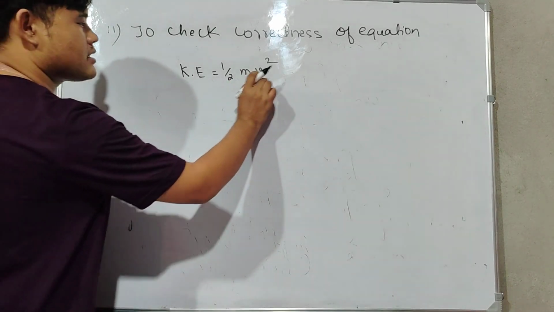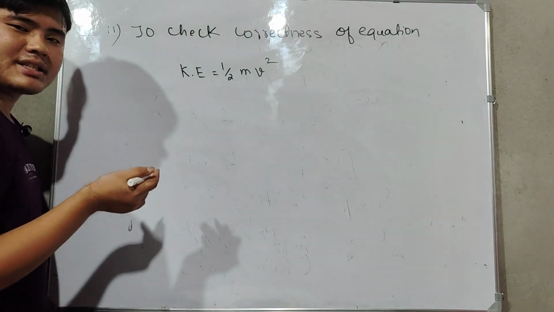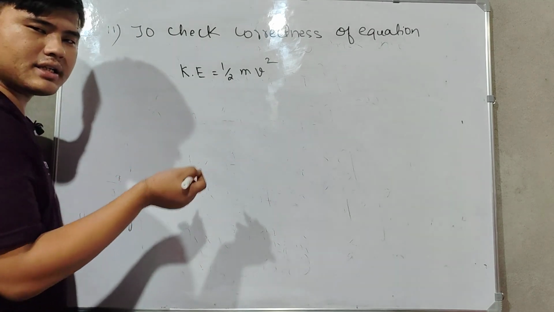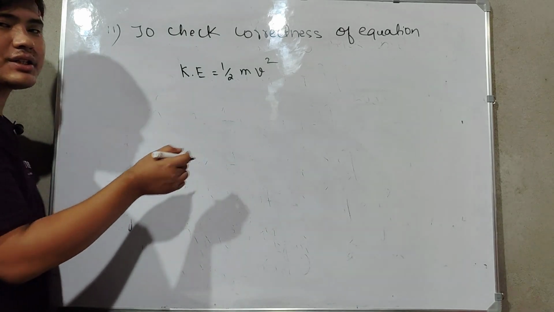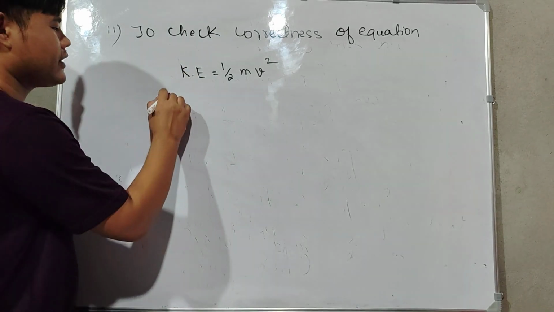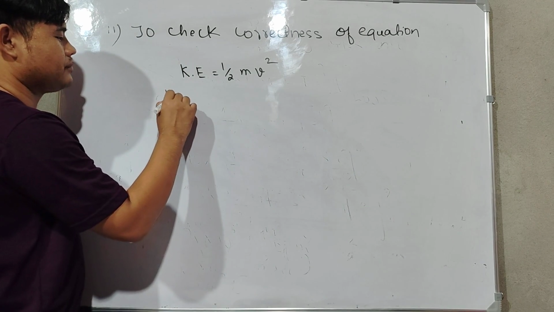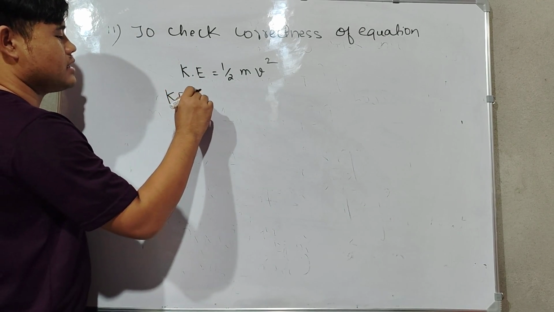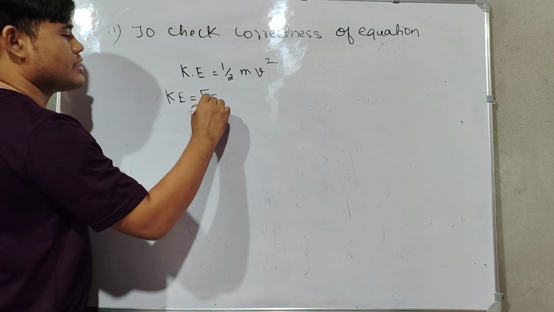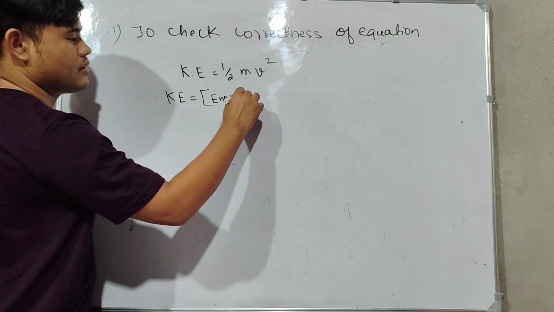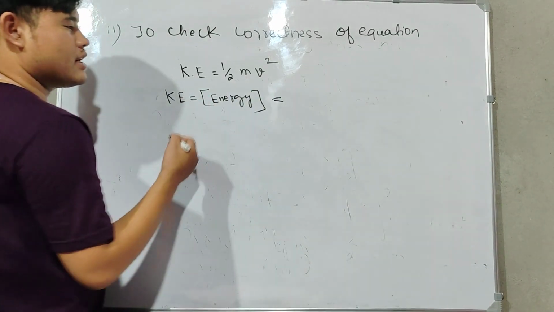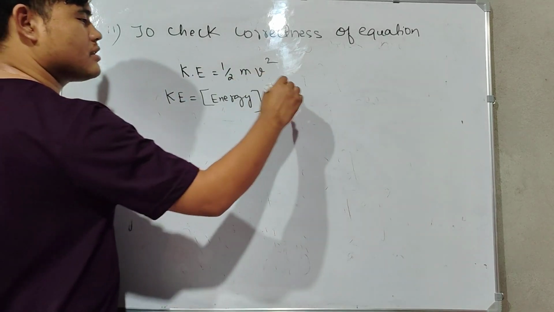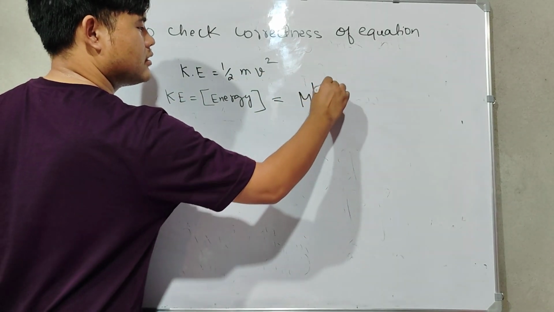So we have to see the equation first, and then take the left hand side. After that we will take the right hand side, and we will see whether both sides have the same dimensions or not. So let's take the dimensions of kinetic energy. Kinetic energy dimension is the same as energy only, right? So what is the dimensions of energy? Find it out fast.